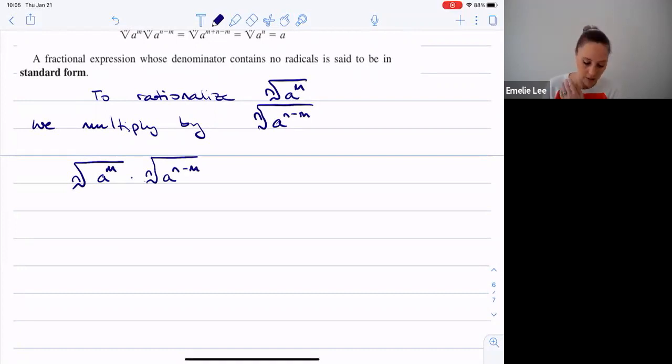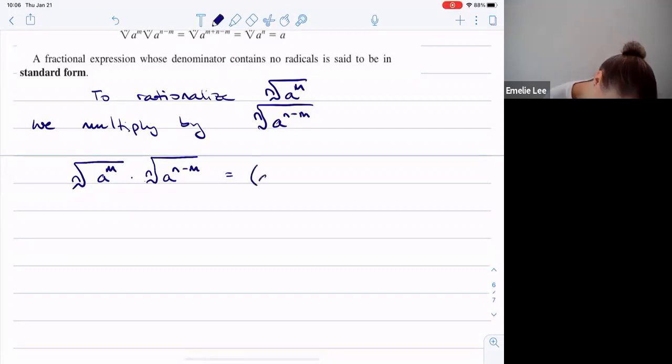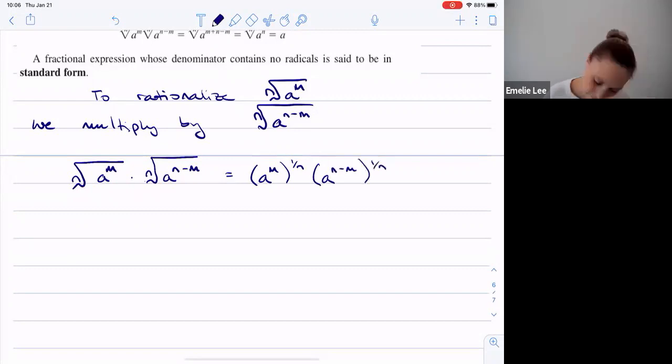Okay. This becomes, I can rewrite these as exponents if I want to, or once we're more comfortable with the roots, then we can say, okay, if I'm just multiplying the same root, I can put them all under that root. But for now, I'm just going to use the exponents. So a to the m to the 1 over n times a to the n minus m to the 1 over n.